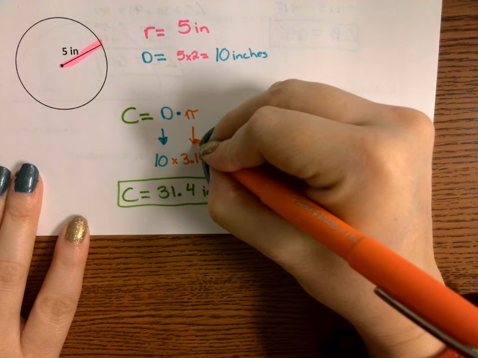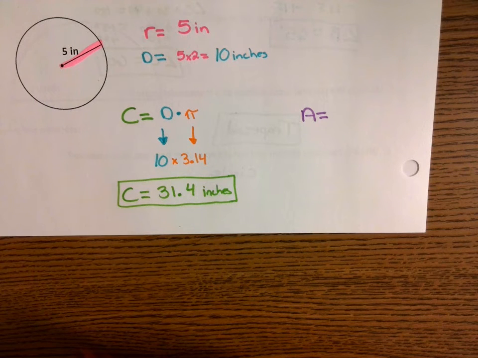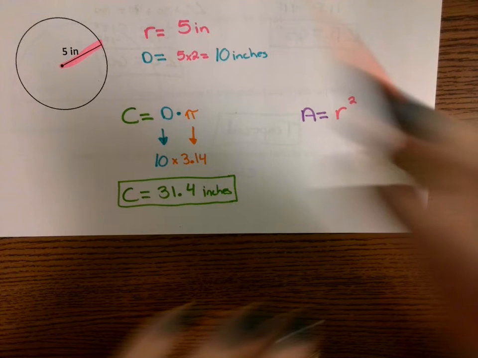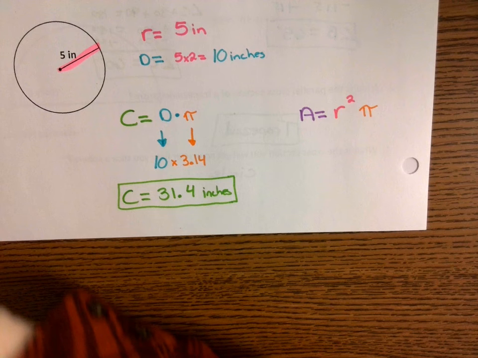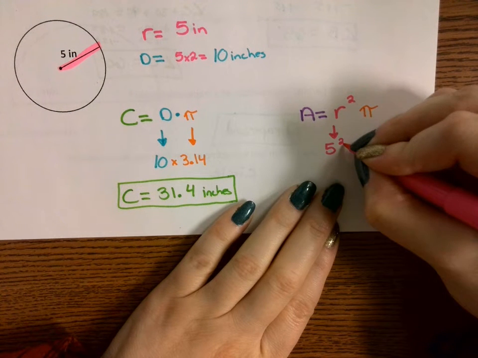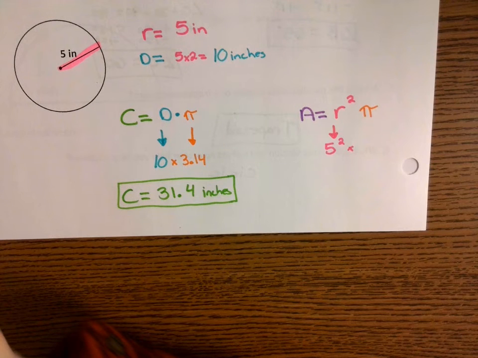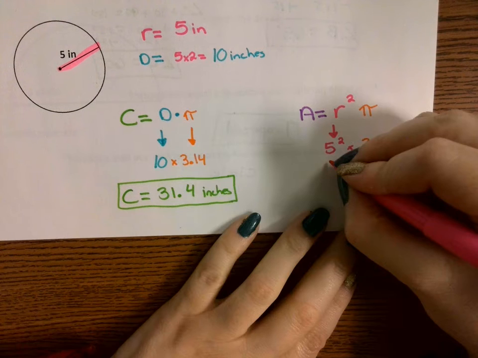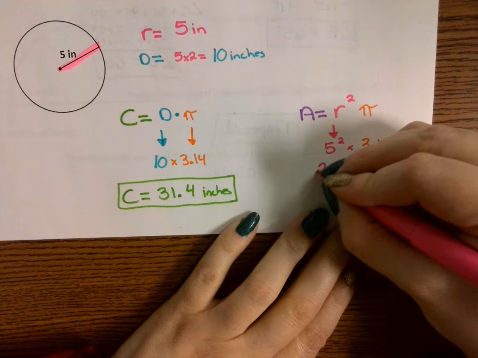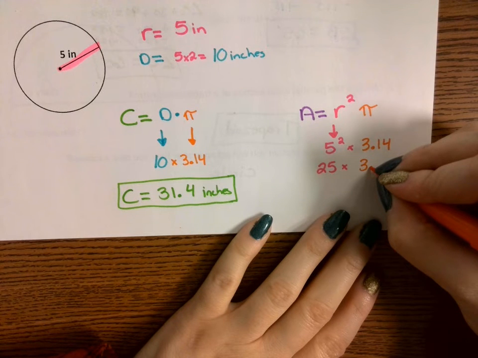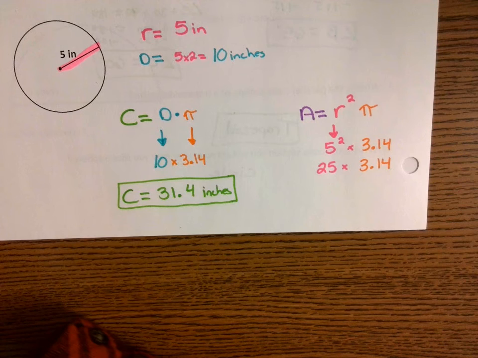For area, again, it's the radius squared times pi. The radius in this case is 5, so we're going to do 5 squared, and then we're going to multiply that value by 3.14. What's 5 squared? 25. So we've got 25 that we're going to multiply by 3.14. That's going to come out to 78.5. So your area is 78.5.